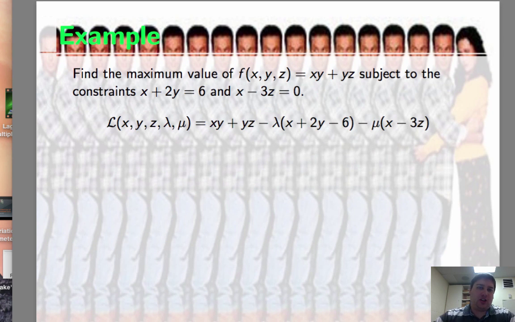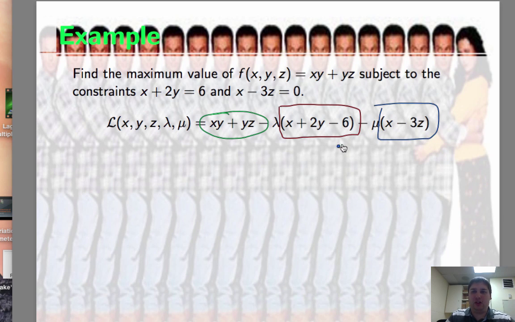Okay, so the Lagrangian is a function of x, y, and z, which makes sense because those are the variables that we started with, but it's also a function of mu and lambda, or lambda and mu, whichever order you want to say them in. And it's given by, again, your f of xy, so that's right here. That's f of xy, right? Without the minus sign. And then g of xy is right here. And then h of xy is right here.